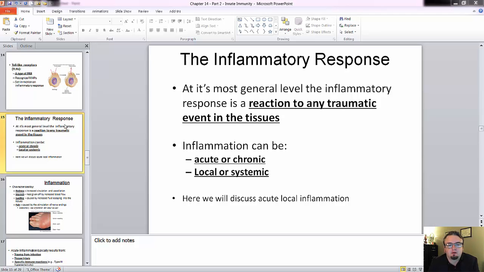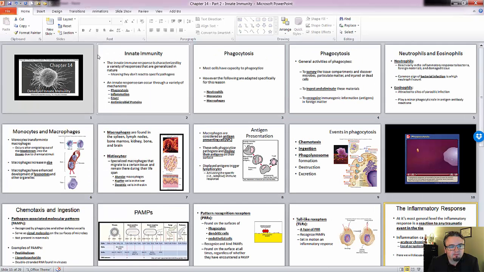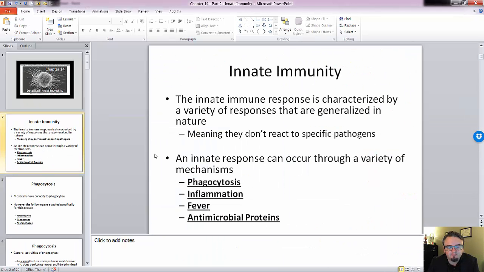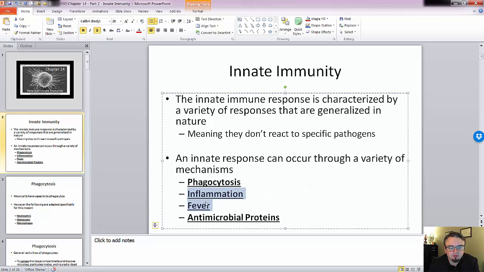Okay, next we're going to take a look at the inflammatory response. And just to back up here real quick, inflammation is another part of the second line of defense, the innate or non-specific immunity. So really inflammation, and then we're going to talk about fever as well on these next two parts here.